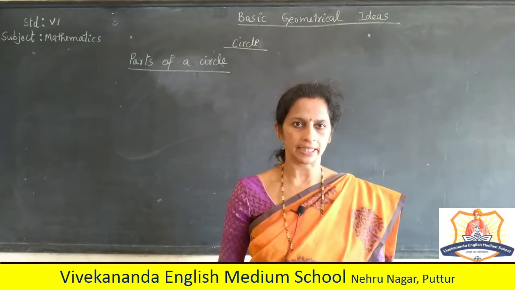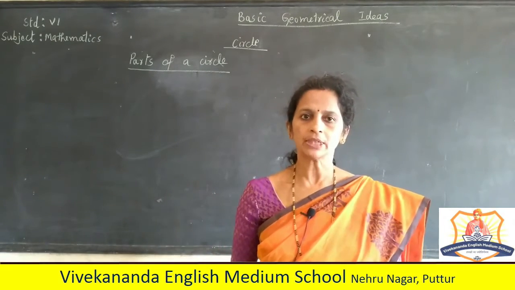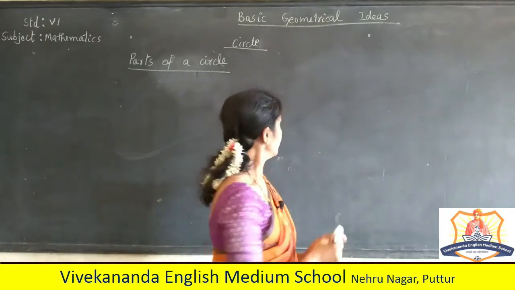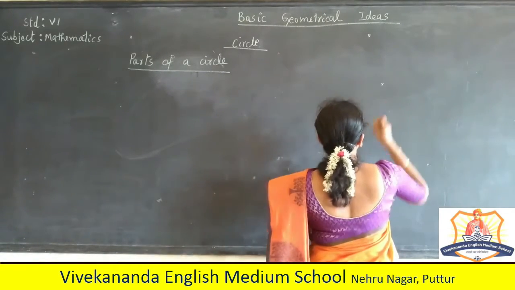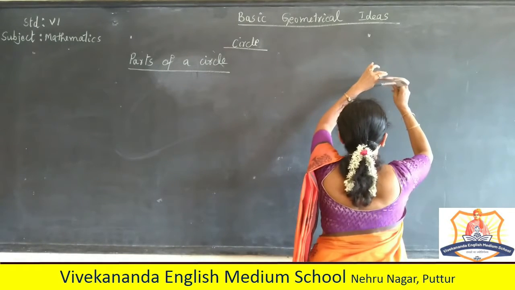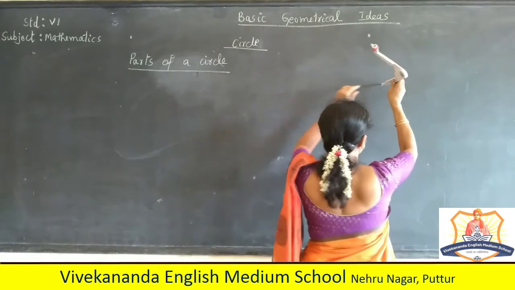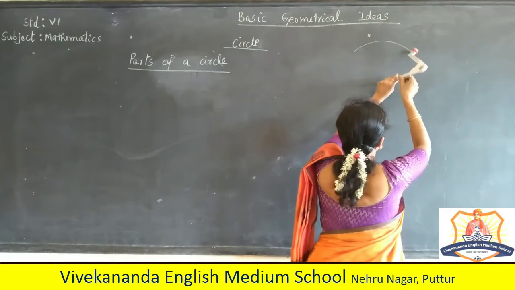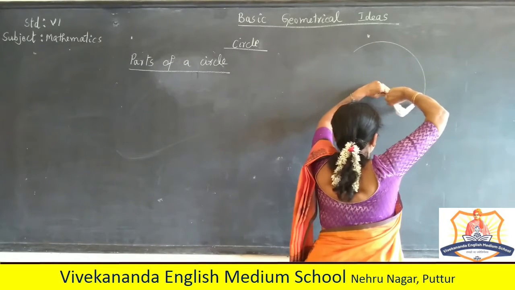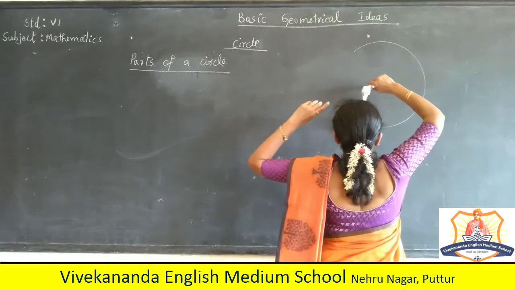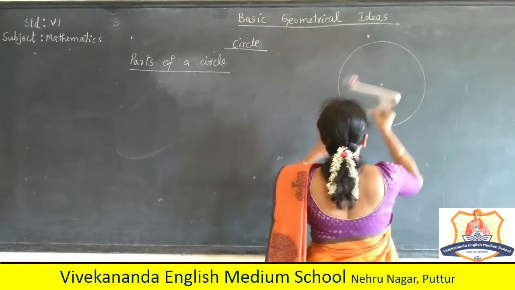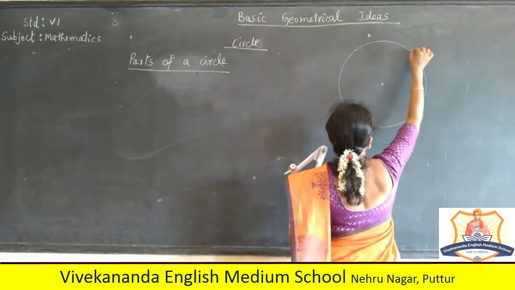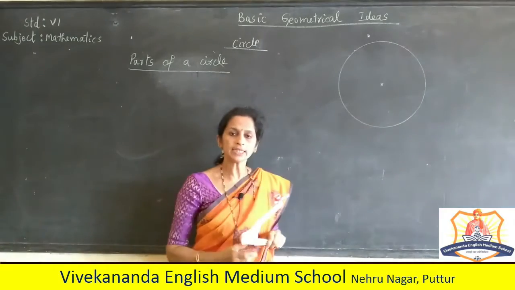So what is a circle? Now you know how to draw the circle. You learnt to draw the circle in your 5th standard. Now mark one point, then expand the compass and keep one end of the compass at that point and draw an arc. This is a curved line which is closed, and if you mark many points on this, you are getting a collection of points.